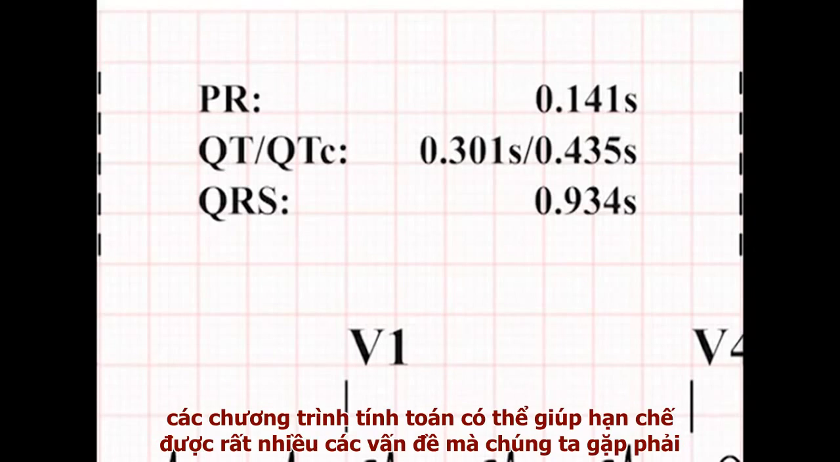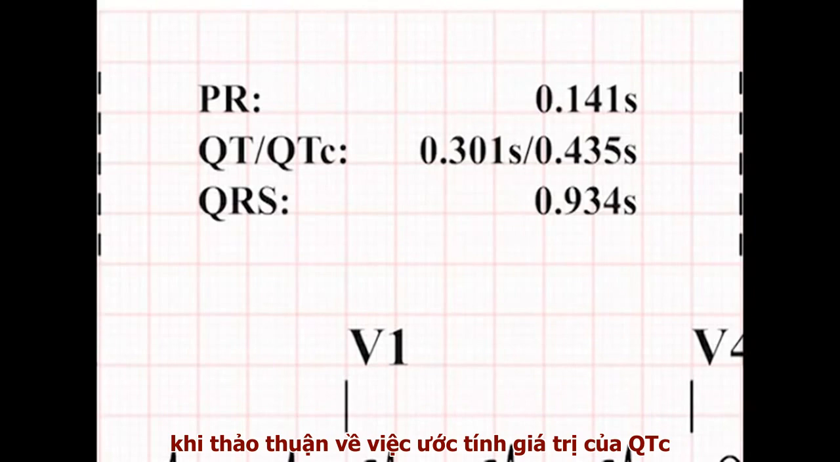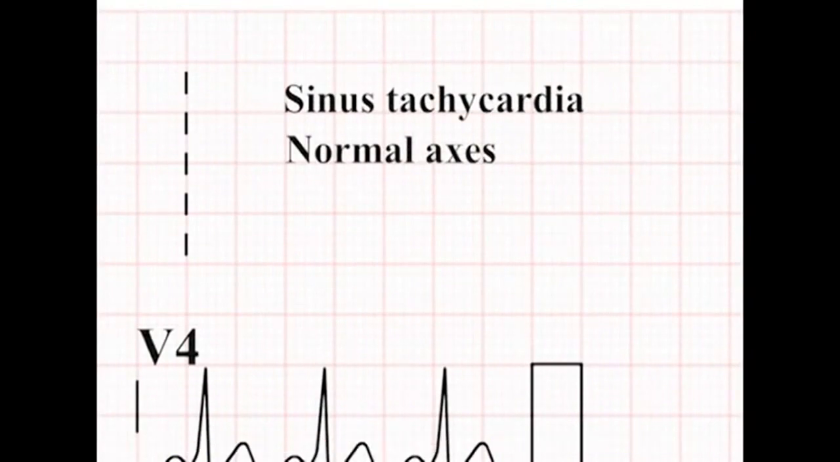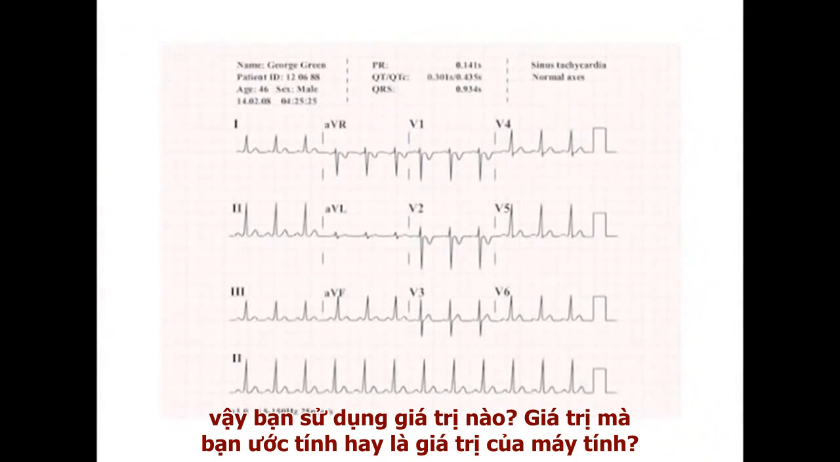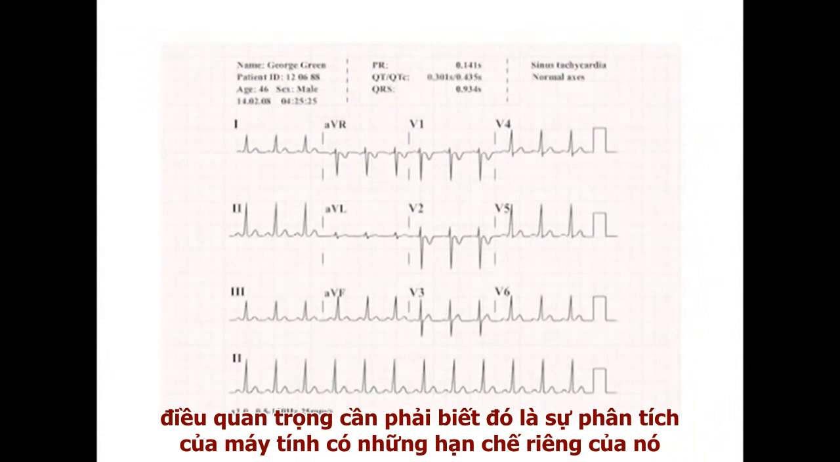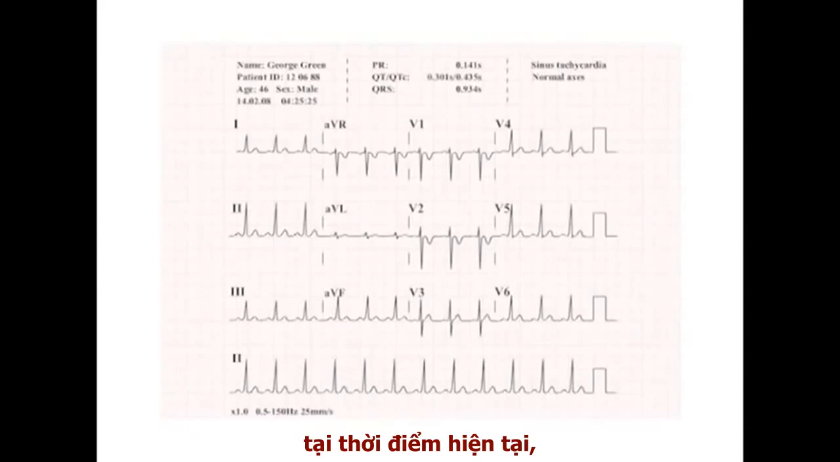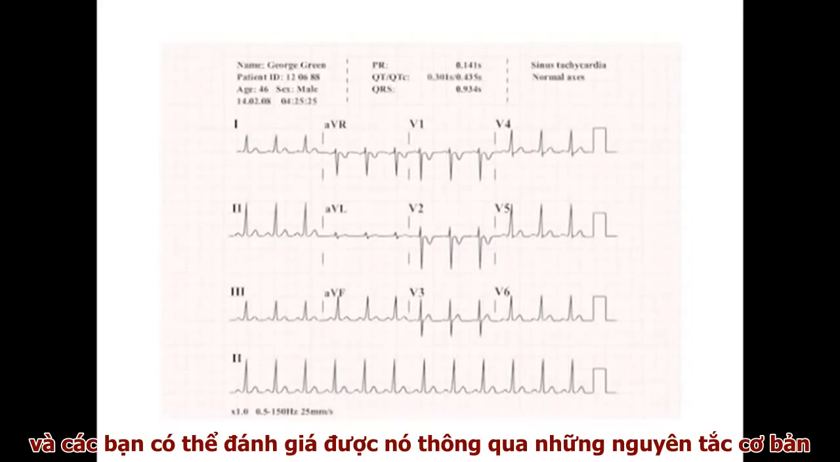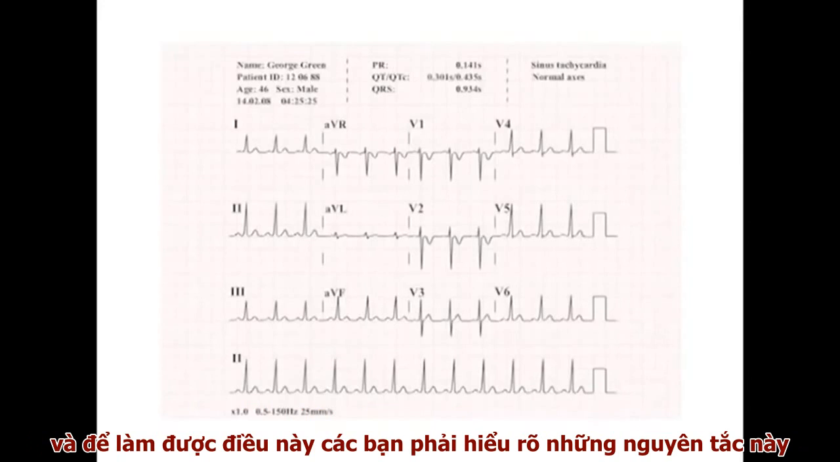The computerized calculations attempt to eliminate many of the problems we outlined when discussing estimation of the corrected QT. These machines will even present you with a diagnosis. So which set of values do you use, your own estimates or the computer's? Well, both have merits, but it is important to realize that the computer analysis has its own difficulties and limitations. At the present time, the analysis of the most complex of ECGs still rests with you, so you must be able to do it from basic principles. And to do so, you must understand or at least be aware of these principles.